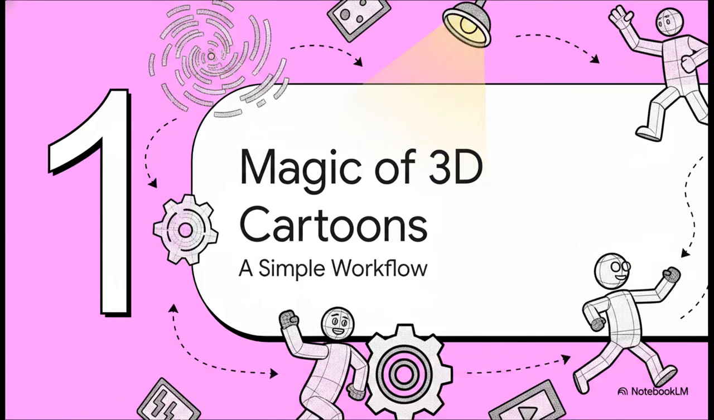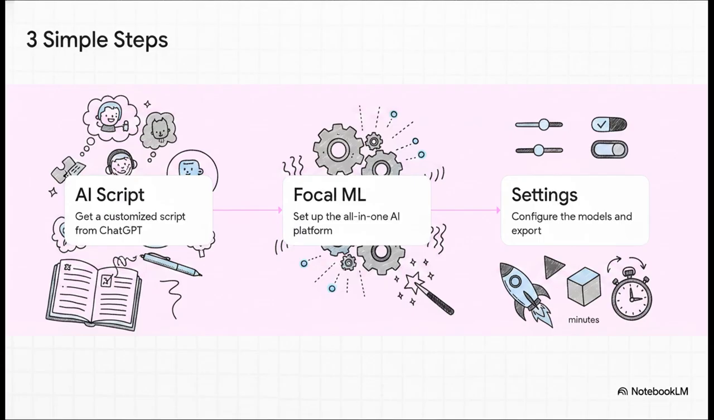Section 1. The magic of 3D cartoons. A surprisingly simple workflow. When you see these animations, the lighting, the textures, the way the characters move, it looks like it took weeks to render. But the secret sauce is just a super simple 3-step workflow. You get a script from AI, you set up your central hub in Focal ML, and you configure your settings to export. Boom! You go from a completely blank slate to a final animation in minutes.